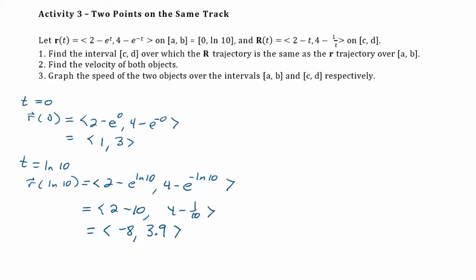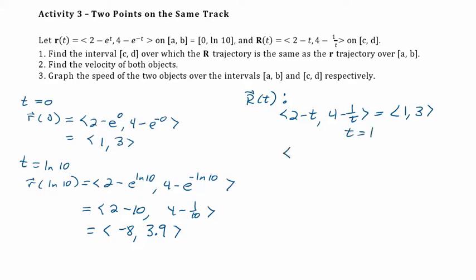All right. So we want to find some value of t. I'm going to look at capital R of t over here. We want to find some value of t so that (2 - t, 4 - 1/t) comes out to be these endpoints, (1, 3). We could set up a little equation, but I think we can look at this and see that t is 1, right? 2 minus 1 is 1, 4 minus 1 over 1 is 3. So in this case, we get t equals 1.